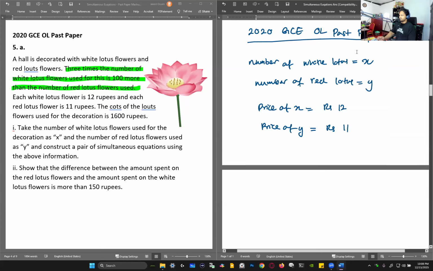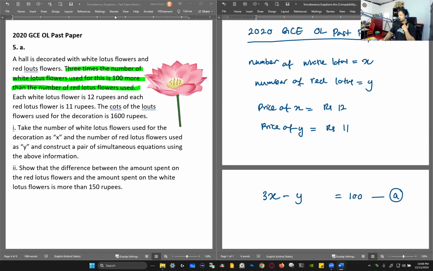So now, 3 times the number of white lotuses. That means 3x. Read this carefully. 3 times the number of white lotuses used for this is 100 more. So 100 is the difference. 100 more than the number of red lotus flowers used. So the red lotus flowers used is Y. So 3x minus Y is 100. That is equation A.